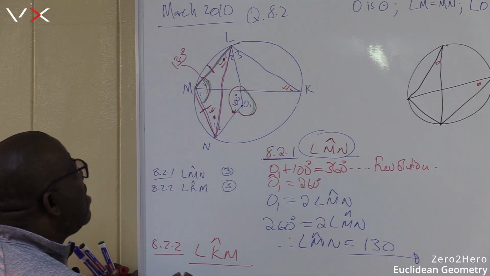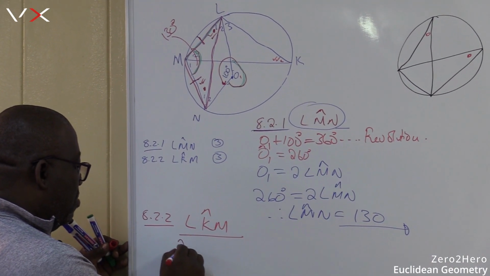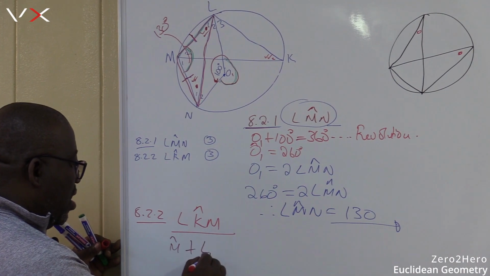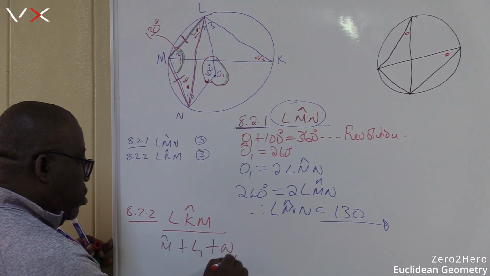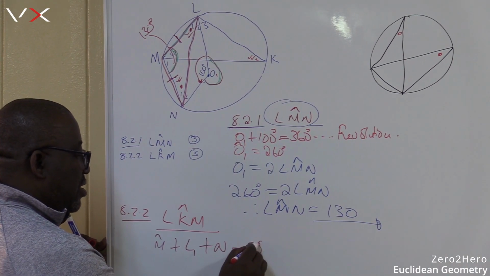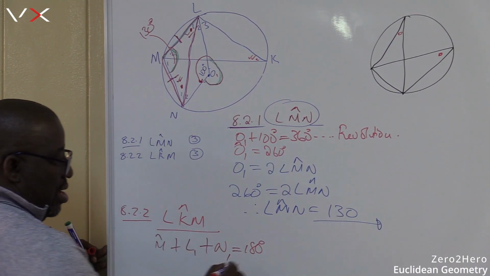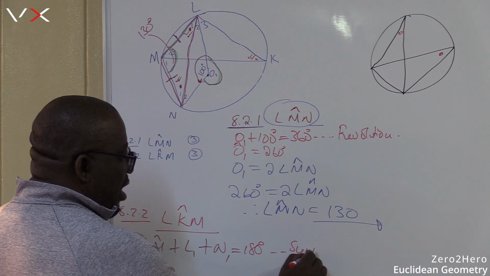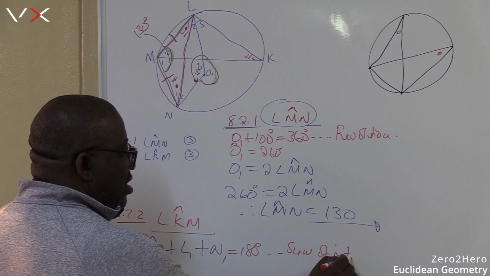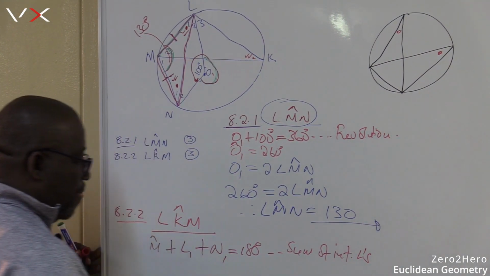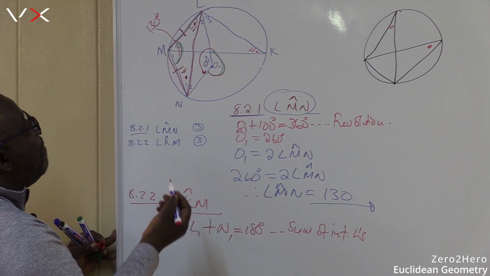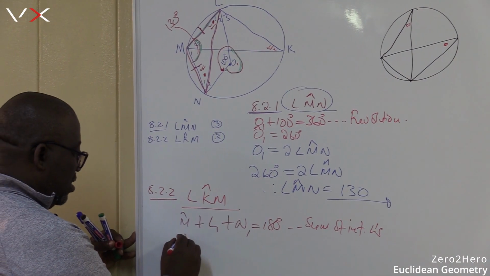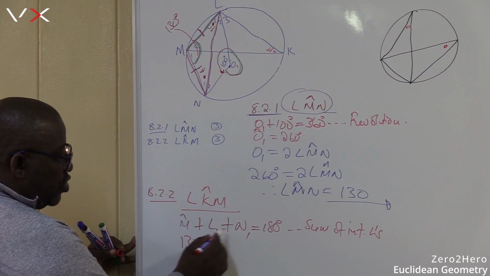We know that angle M, let me call it angle M, plus angle L1 plus angle N1 is equal to 180 degrees. Why is it so? Sum of interior angles of a triangle. Right. Do we know what M is? Yes, we know what M is. M is 130. But these 2 are the same.